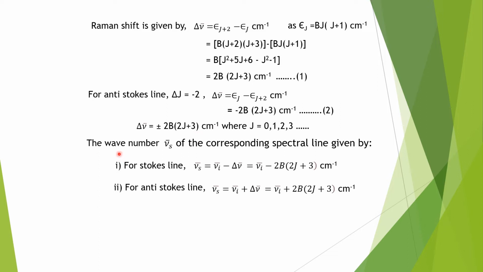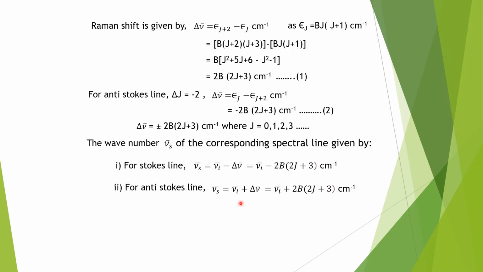Now the wave number nu bar s of the corresponding spectral line is given by, for Stokes line, nu bar s is equal to nu bar i minus del nu bar. So if you substitute the value of del nu bar, that is the value of Raman shift, 2B into 2J plus 3, for Stokes line, the wave number nu bar s will be given by nu bar i minus 2B into 2J plus 3 centimeter inverse. For anti-Stokes line, nu bar s is equal to nu bar i plus del nu bar. So here also for anti-Stokes line, you have to substitute the value of Raman shift from equation 2.